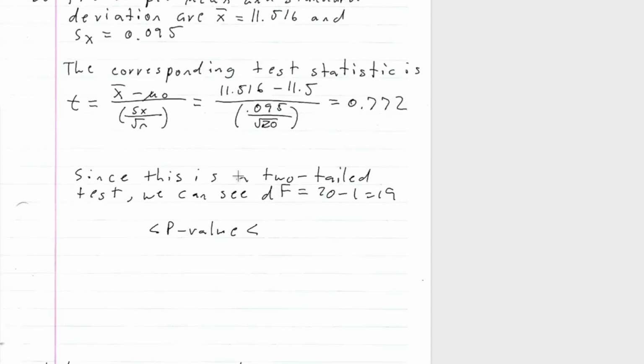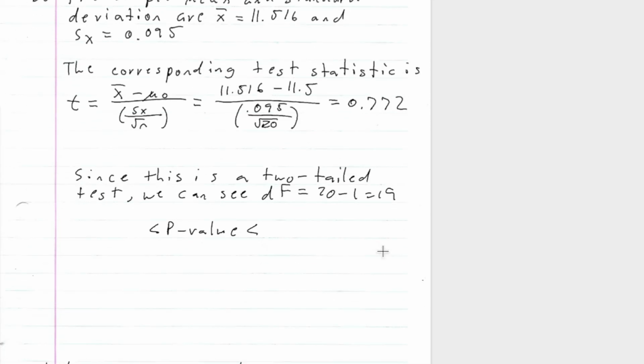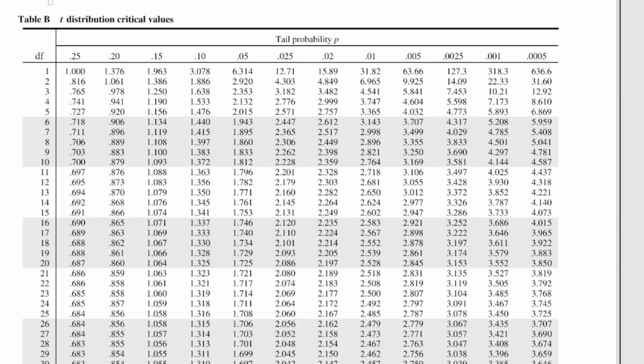All right, so now we need to find our t-value, or the probabilities that correspond with that t-value. Since this is a two-tailed test, the degrees of freedom is equal to 20 minus 1, which is 19. And let's go ahead and go to our table. So it was 19, and it was 0.7. So it was between this one and this one, right? So it's between 0.2 and 0.25.